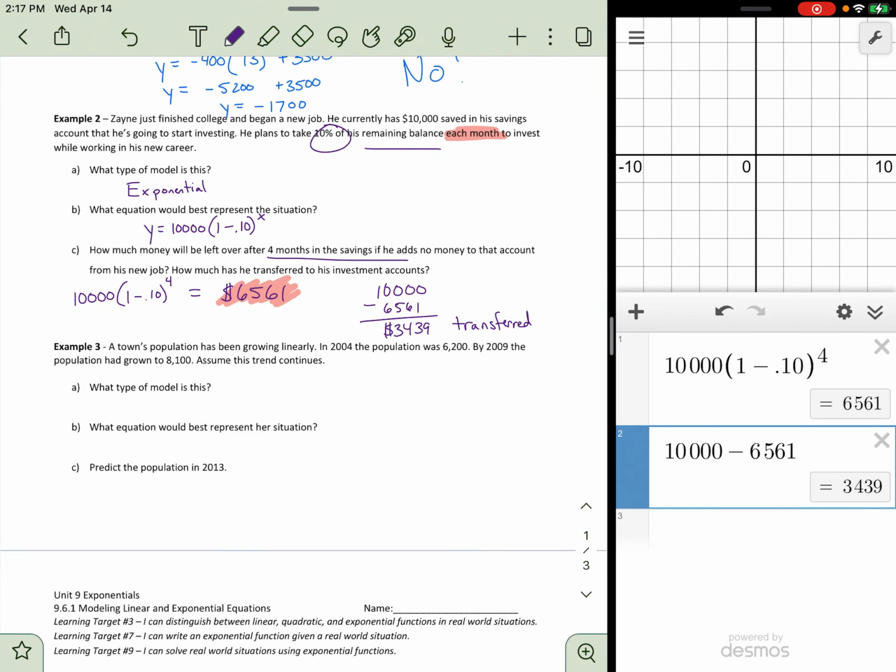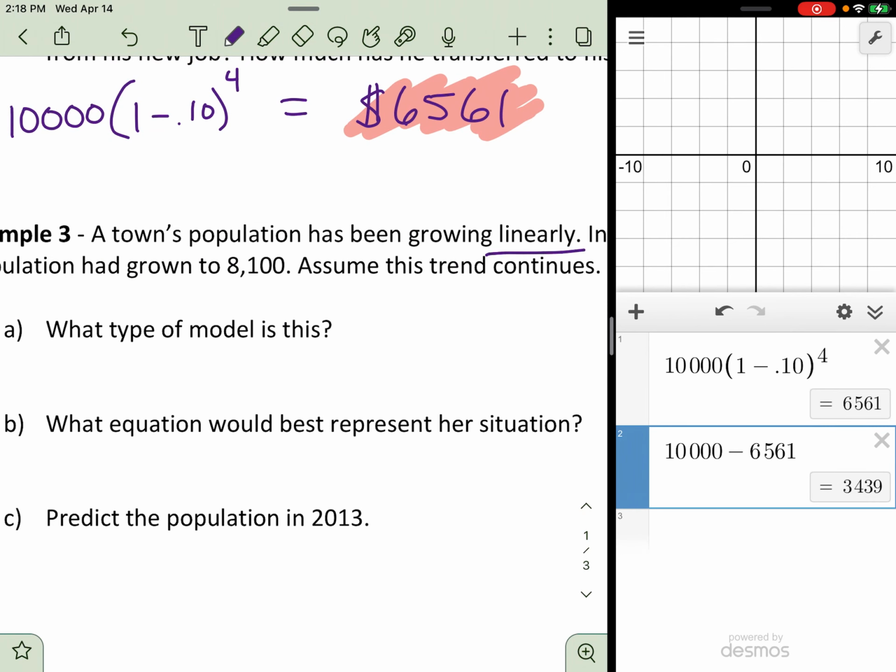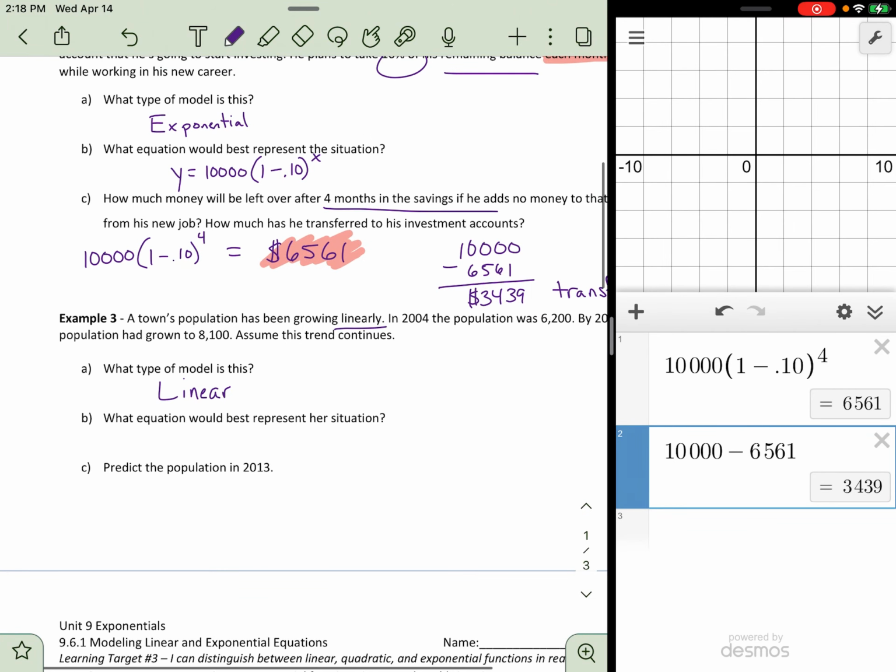Okay, example 3. A town's population has been growing linearly. In 2004, the population was 6,200. By 2009, the population had grown to 8,100. Assume that this trend continues. What type of model is this? Well, it actually says right up here, this is linear. What equation would best represent the situation? Well, there's a tough part with that.